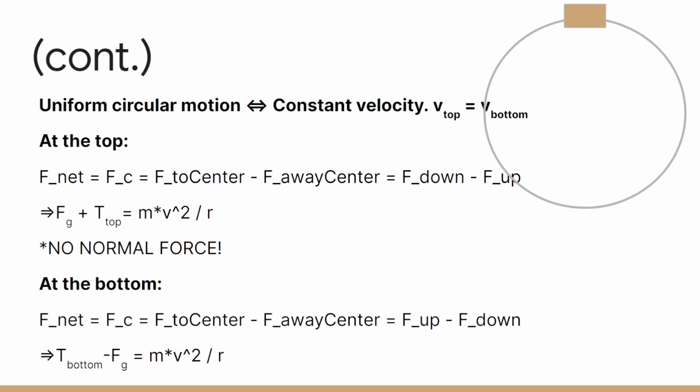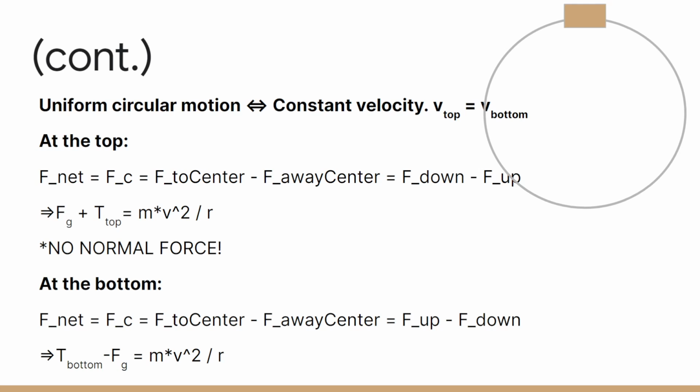So when we say F to center and F away center, we can also rewrite this as F down minus F up, simply because in our diagram here, the forces to the center from the top point down, and away from the center, they point back up. So what is going downwards? Well, we know gravity is going downwards, obviously. Gravity always points downwards.